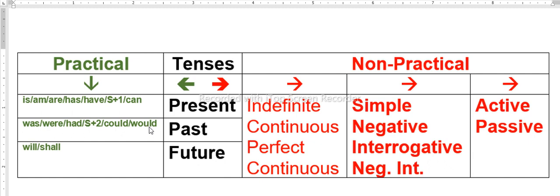I think that's all. And if you want to change to negative: is not, am not, are not, has not, have not, I do not, he does not, I cannot. Similarly, was not, were not, had not, I did not, could not, would not, will not, shall not. But remember that when you say did not, then you use the first form, not the second form. For example, I went, it's okay. When you say I did not, then you cannot say went, because we don't use the second form with any helping verb.